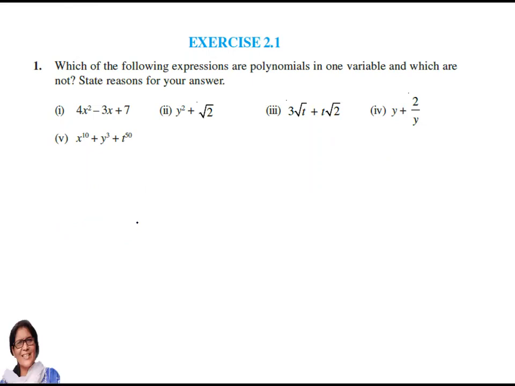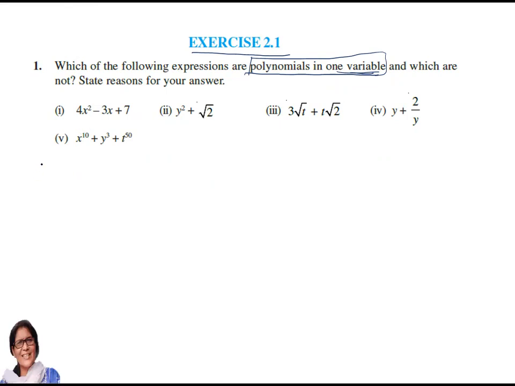अभी क्वेश्चंस पे आते हैं. Let us come to the questions. Exercise 2.1. Which of the following expressions are polynomials in one variable? First, the condition is it should be a polynomial, then it should be in one variable. If there will be x, only x. If there will be y, only y. And state reasons for the answer.